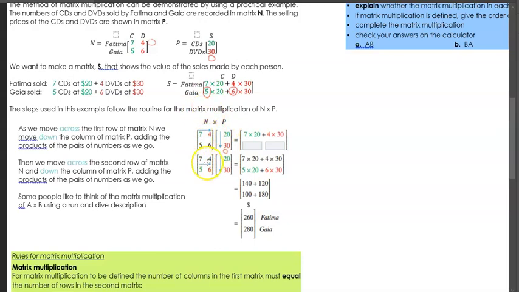Okay, so this is a very important feature, that the number that goes across, i.e. the number of columns in the first matrix, has to match the number of rows within the second matrix. It doesn't matter how many rows there are within the first one or how many columns there are. The amount of columns in the first matrix has to be the same as the amount of rows within the second matrix. So when we apply this, we've got 7 times 20, 4 times 30, and then add the two multiplicative results together. Let's write it for this one.